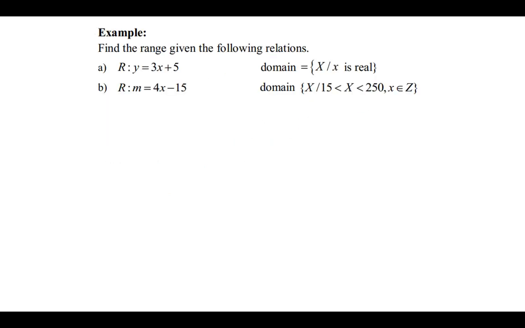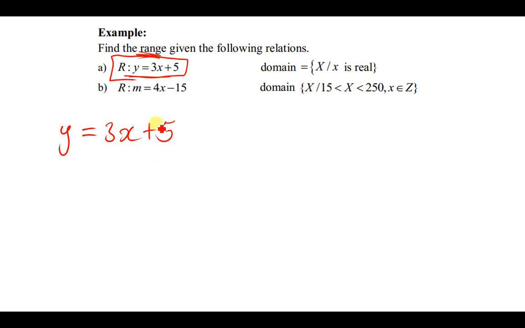All right, let's look at an example. The example is just asking us to find the range of the following relations. The domain has been given there. The domain is simply x such that x is a member of real numbers. To find the range of this function, remember what I said: when finding the range of any function, you simply have to find the inverse of this function. To find the inverse, we're going to make x the subject of the formula in this expression.